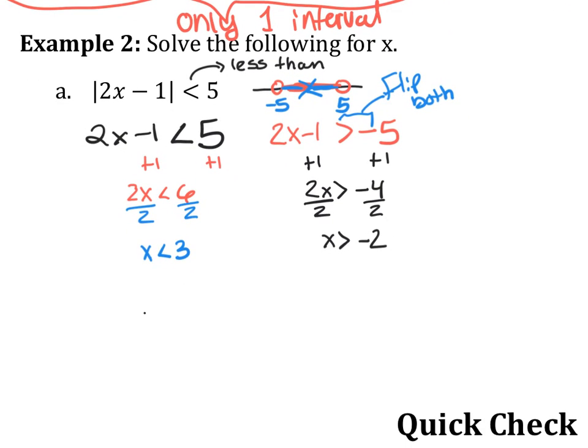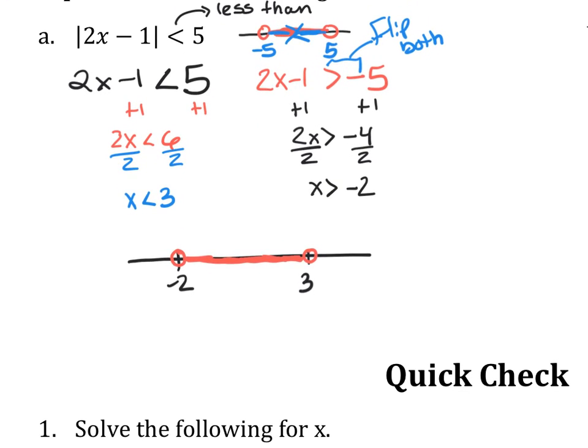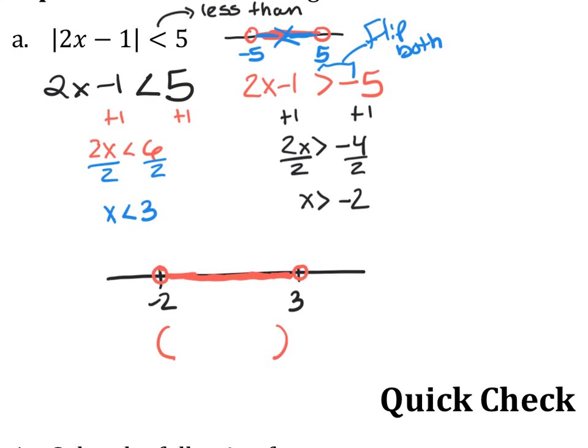So if we had our number line, we have a negative 2, we have a 3. We want everything to be greater than, but not equal to negative 2. So not equal to means open dot, and less than, but not equal to positive 3. So if we did our notation, they're both open dots, so we'll have parentheses. And it's a less than, so it's just the one interval from negative 2 to 3.